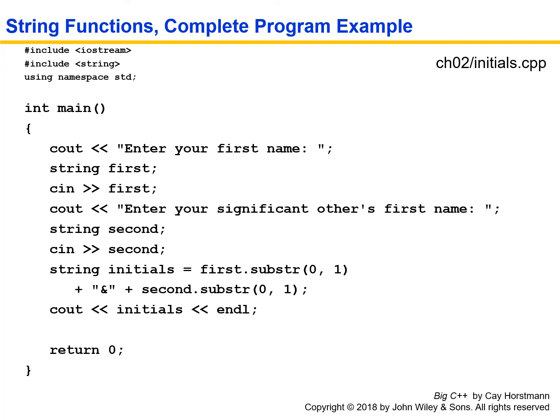And then here's a complete program example for a string function. Enter your first name, it gets first. Enter your significant other's first name, gets second. And then it builds a string initials from first.substring(0, 1) plus the ampersand character plus second.substring(0, 1). And you can see it output the initials. My name is James, my wife's name is Elizabeth, so it would print J and E. Isn't that cute? Okay.